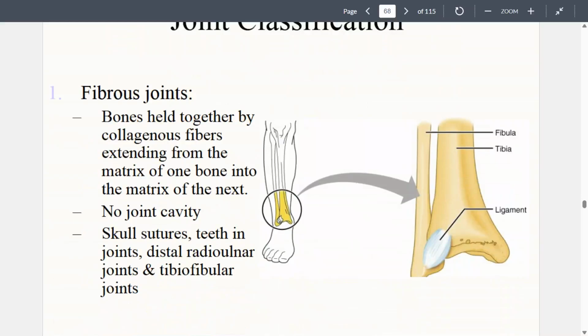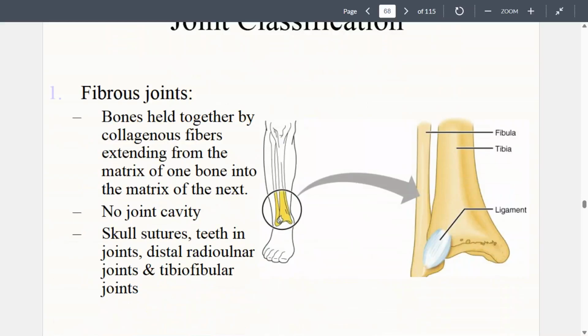Where would I find these types of joints? Teeth, skull sutures, the distal end of the radial ulnar joints, the distal end of the tibiofibular joints, and that's actually what's shown in this picture, the tib-fib joint. They are held together by collagen fibers, and that's it.